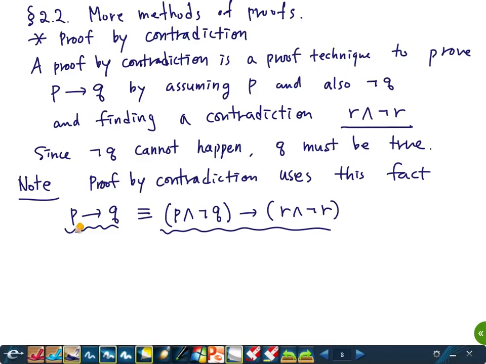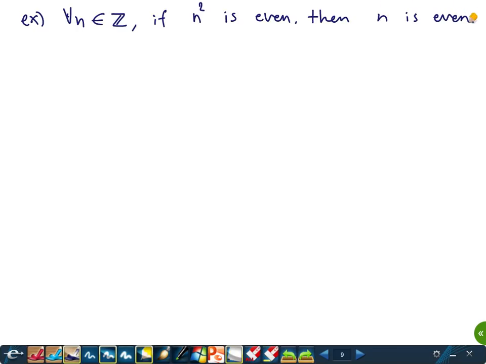So let me give you an example of this. This is a very typical example of an indirect proof. You don't prove Q directly, but you prove it in some kind of different way. For all integers n, if n squared is even, then n is even. Proof. Yes, this is true. We can prove this.